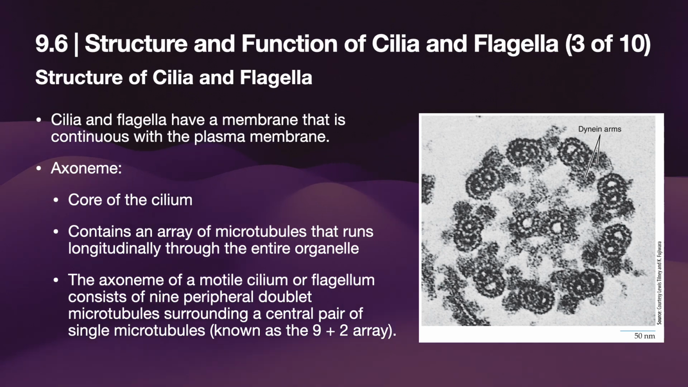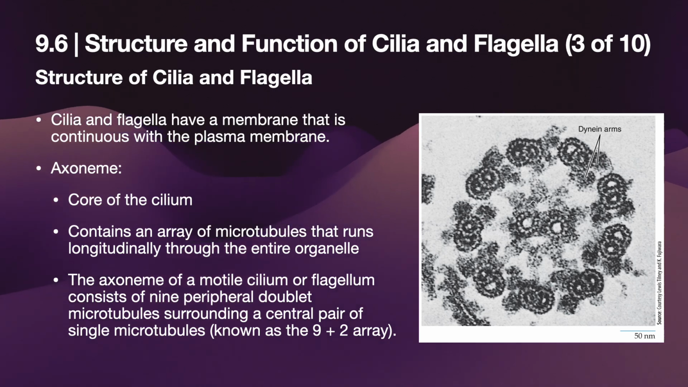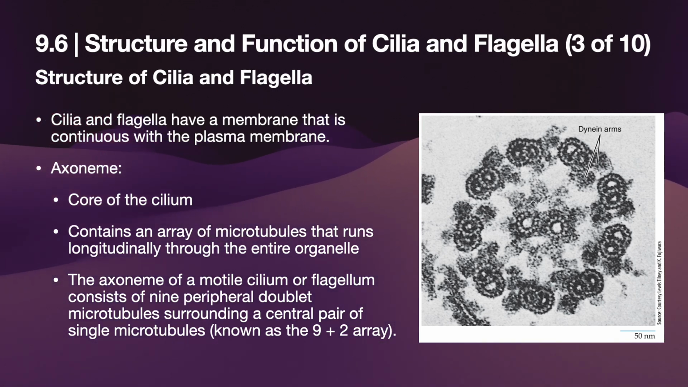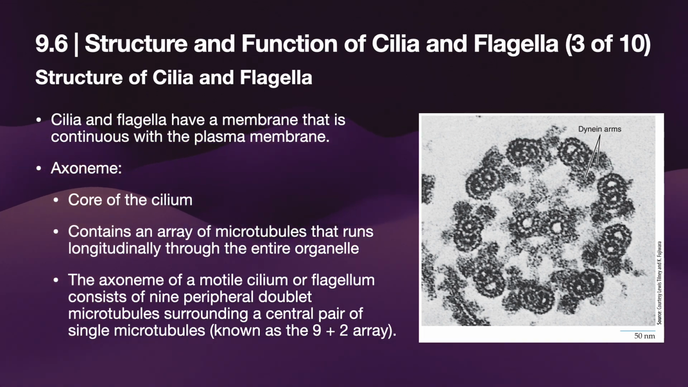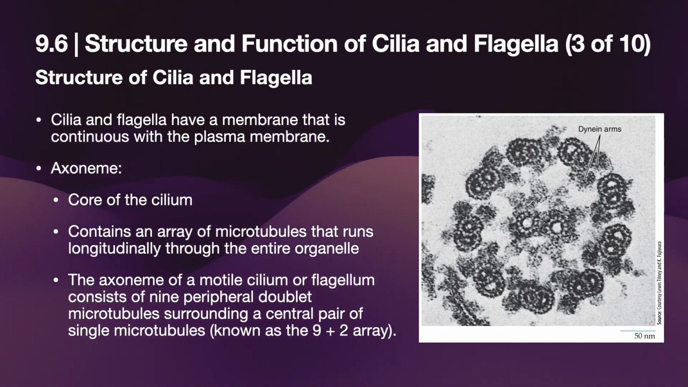Cilia and flagella have a membrane that is continuous with the plasma membrane. The axoneme is the core of the cilium. It contains an array of microtubules that run longitudinally through the entire organelle. The axoneme of a motile cilium or flagellum consists of 9 peripheral doublet microtubules surrounding a central pair of single microtubules, known as the 9 plus 2 array.